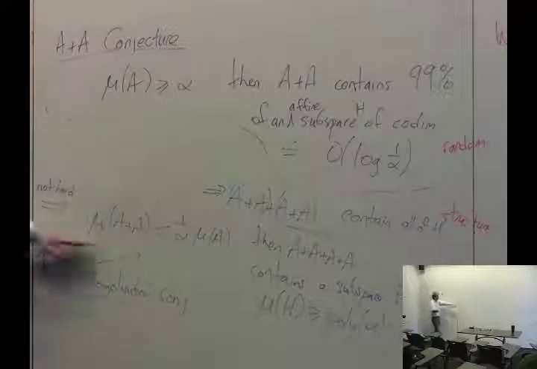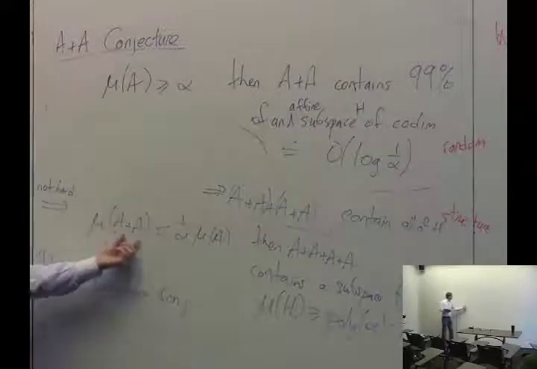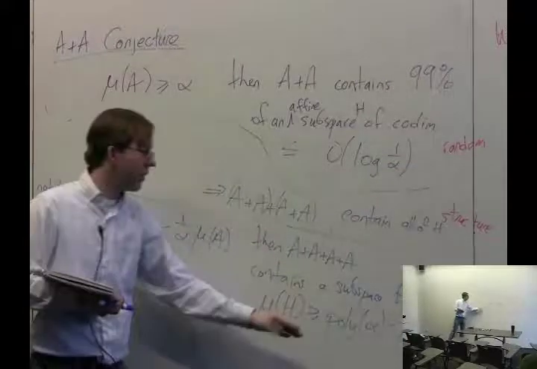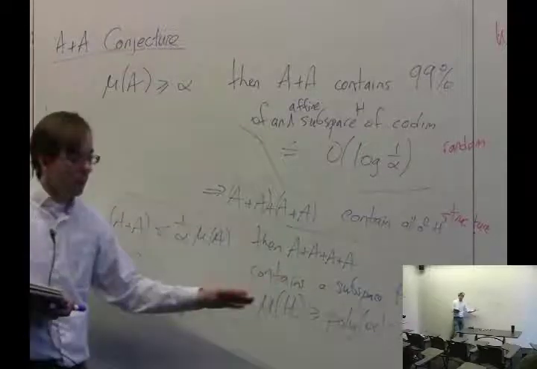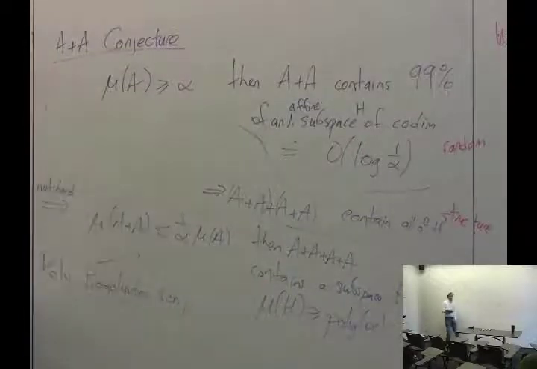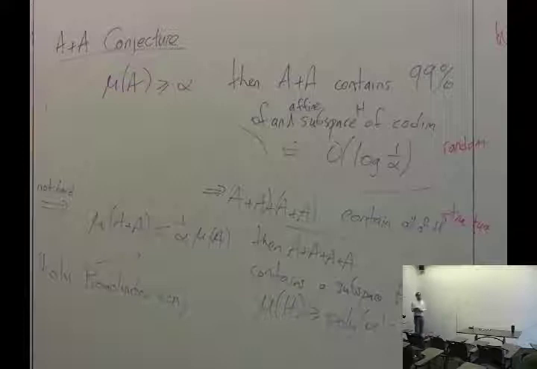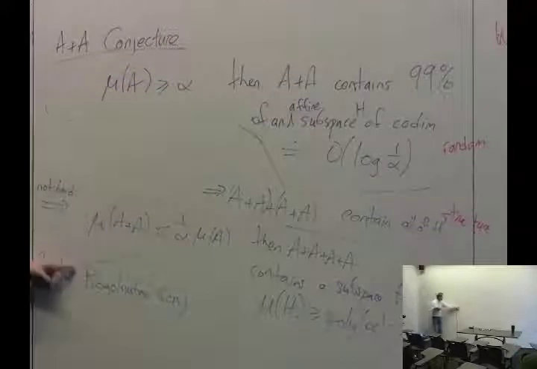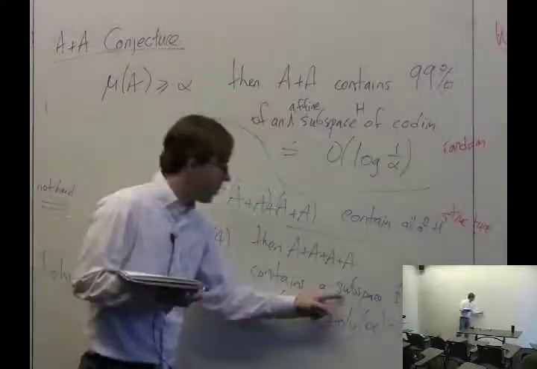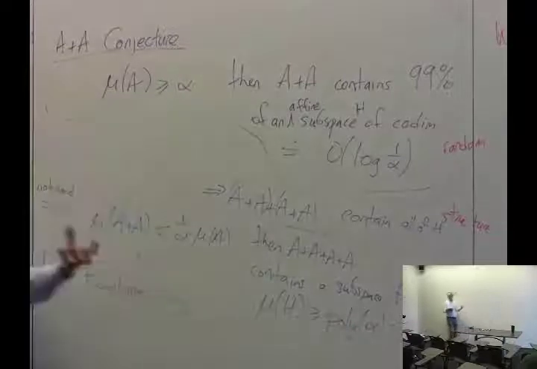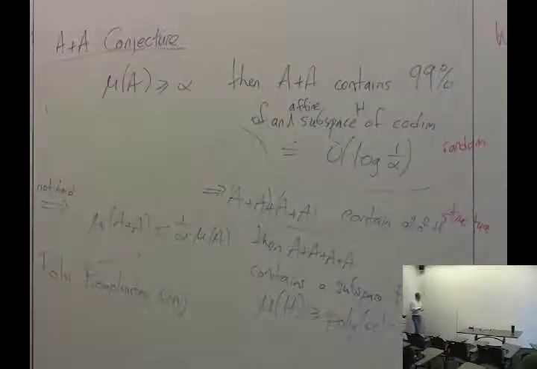The only way you can be not too much bigger when you form A plus A is if four sums of A contains quite a big subspace. And this polynomial in the name refers to the fact that the subspace you get is of density only polynomially smaller than that of A. Okay, does that make sense?